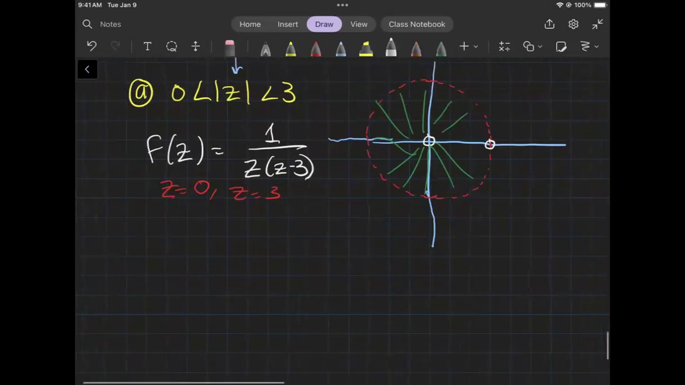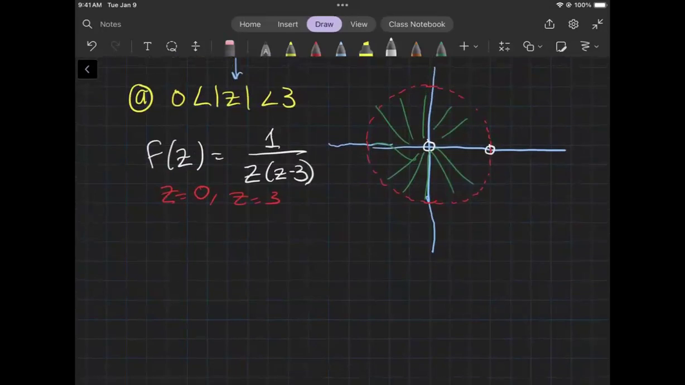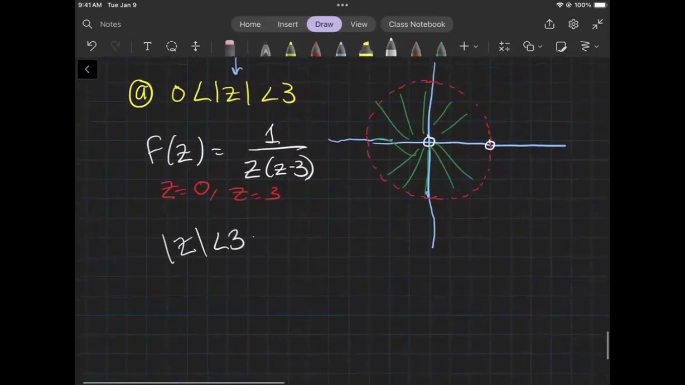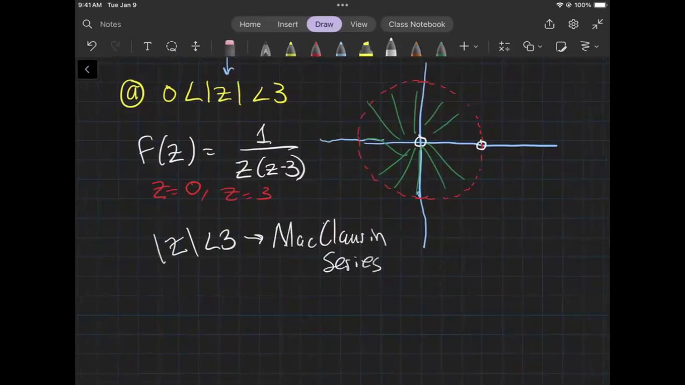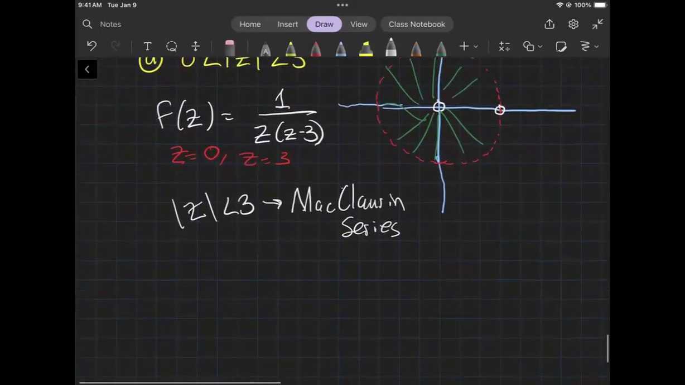Okay, so we can formulate a Laurent series. Since the absolute value of z is less than 3, we want to formulate a Taylor series, I should say a Maclaurin series. That's a lot easier. So we want to figure out a Maclaurin series where the absolute value of z is less than 3. We have some part of this in our function, right? 1 over z minus 3.